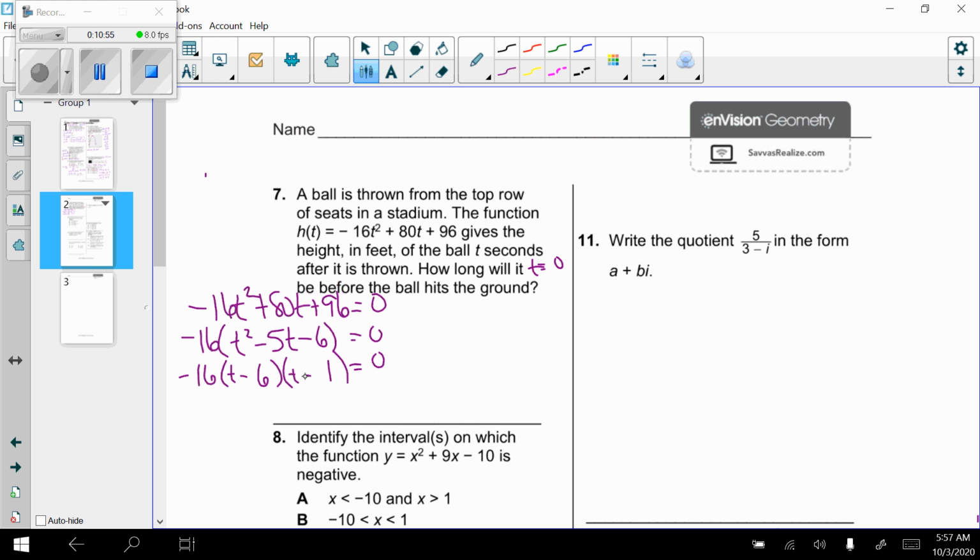Now I'm solving these. Remember that when I set everything equal to 0, what I factored out, my GCF, really goes away when I'm solving. So I get t minus 6 equals 0, t minus 1 equals 0. So I get t equals 6, and t equals negative 1. This is how long it will be before the ball hits the ground. Remember, these are my times. So here I have 6 seconds, negative 1 seconds. That doesn't make sense. So remember that here my negative answer goes away. So my answer: after 6 seconds, the ball hits the ground.